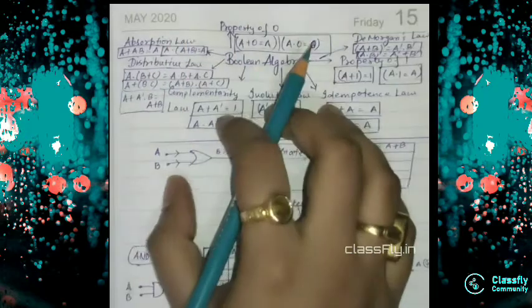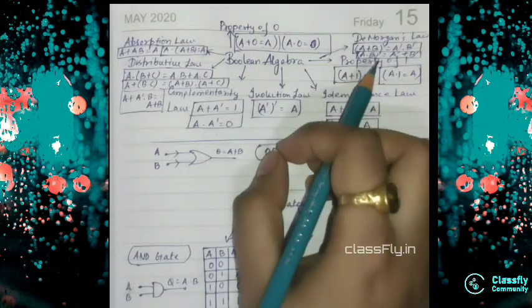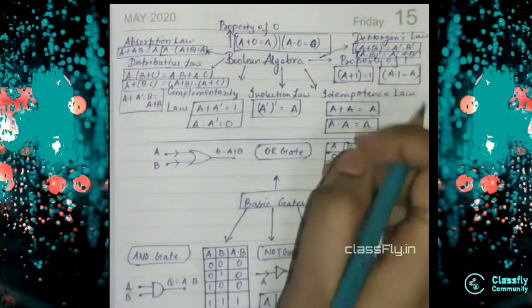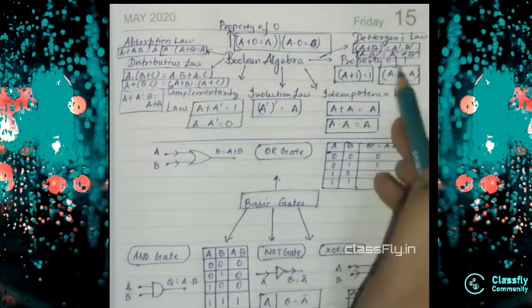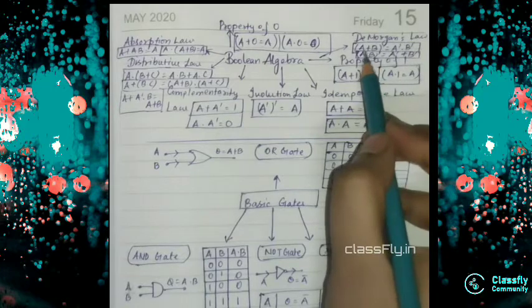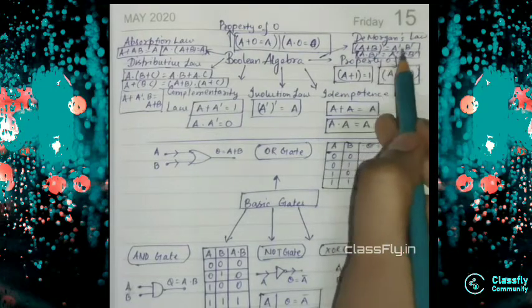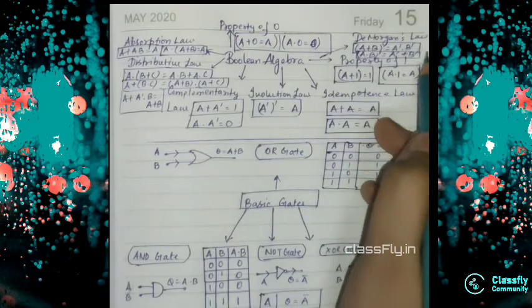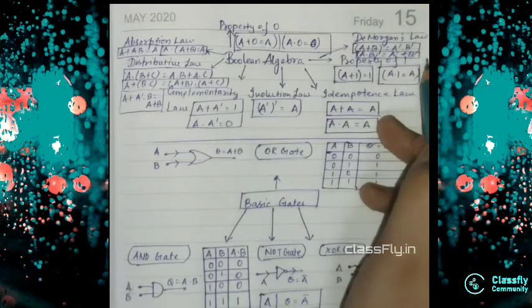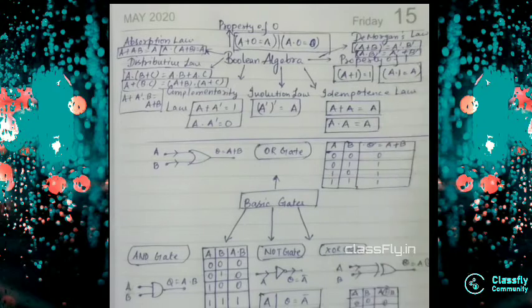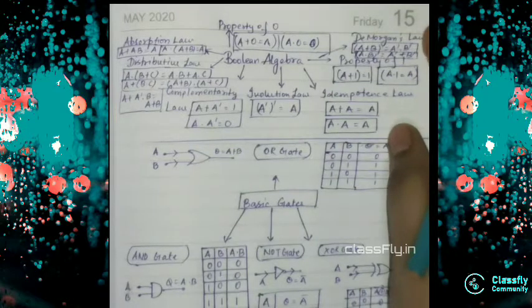For all the laws I have done the truth tables also, which you can see in our lectures. And De Morgan's law, the most important law, states that (A plus B) complement gives A complement dot B complement, whereas (A dot B) complement gives A complement plus B complement. So these are the Boolean algebra laws.